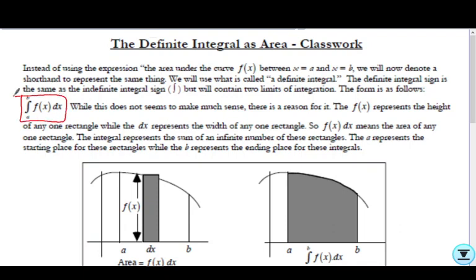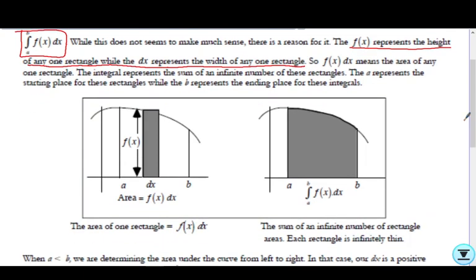When we think about what it represents, the f of x represents the height of any one rectangle, while the dx represents the width of a rectangle. So basically, we've been talking about rectangular approximation. In this case, the function height tells us the height of our rectangles. Dx is that change in width. So the area of any one is f of x dx.